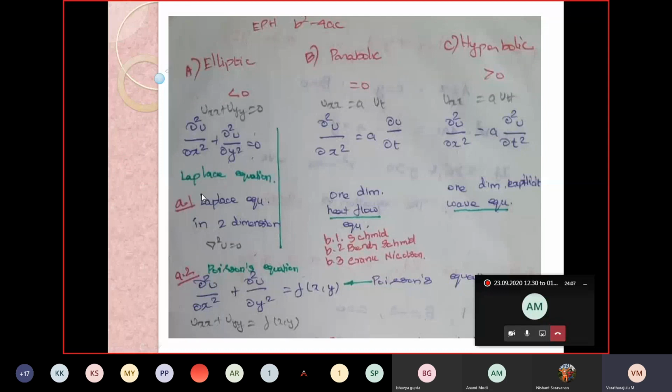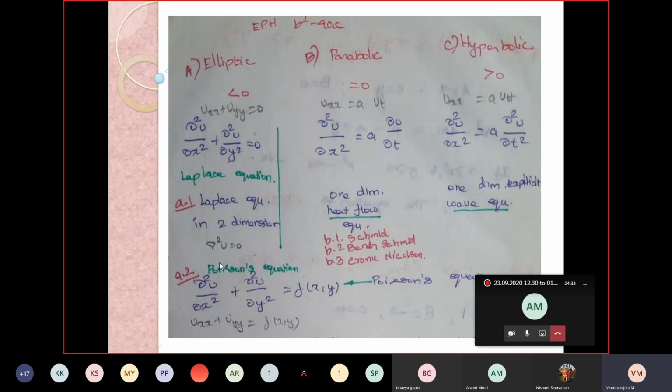And there are two ways of getting this solution. If the RHS is equal to 0, that can be classified as the Laplace equation. And if we have a function on the RHS, then that is classified as Poisson's equation. Therefore, under elliptic, we are going to concern ourselves with the Laplace equation and the Poisson equation.